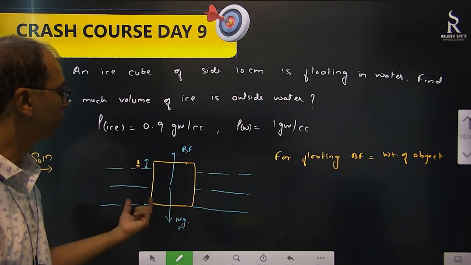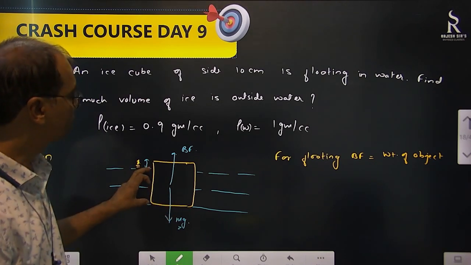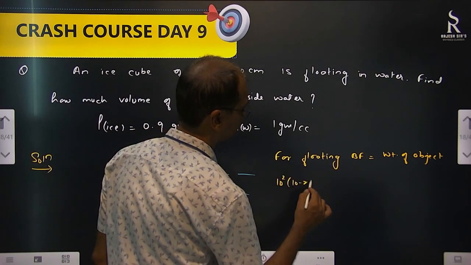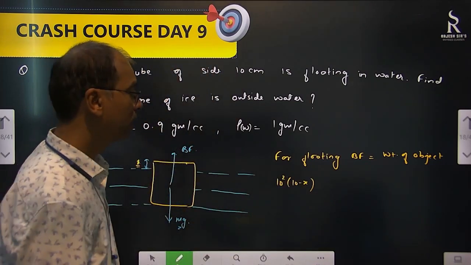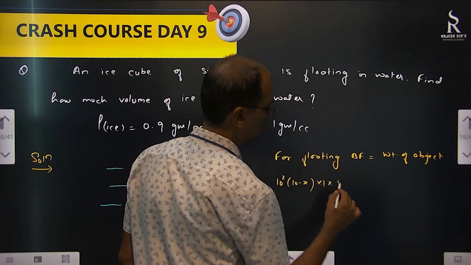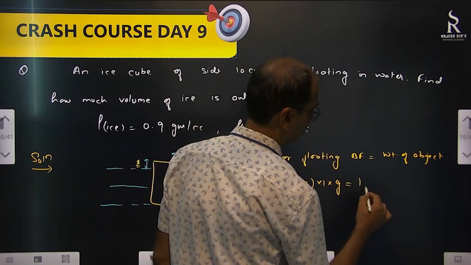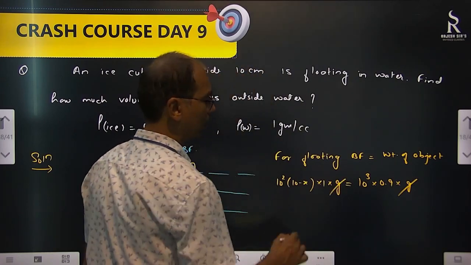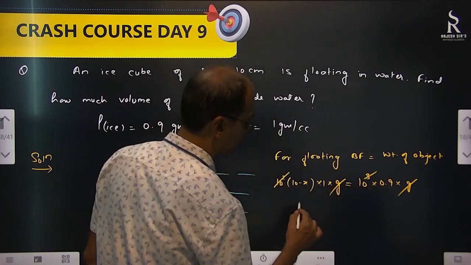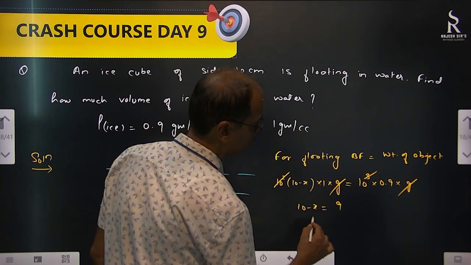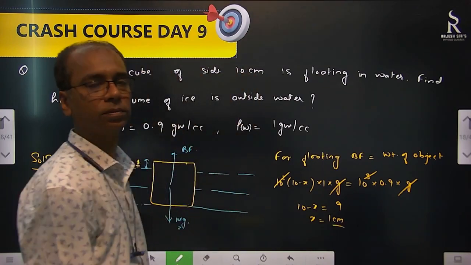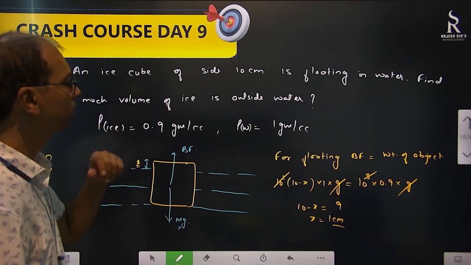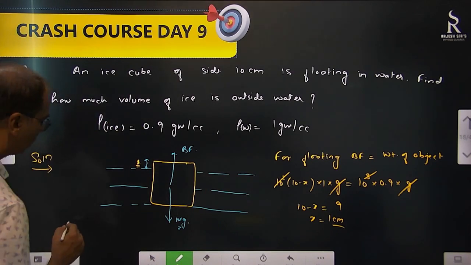Okay, so how much total volume? Base area 10 into 10, and how much is inside? 10 minus x. So I am writing buoyancy force. See now, 10 square into 10 minus x. This much volume is inside. Into density of water, that is 1, into g. Must be equal to weight of object. Now weight is volume of the ice cube into density of ice cube into g. g and g cancelled. 10 square, 10 square cancelled. So 10 minus x equal to 9. x equal to 1 centimeter. Only 1 centimeter is outside. But is he asking that? He is asking how much volume is outside. Okay. So volume outside.